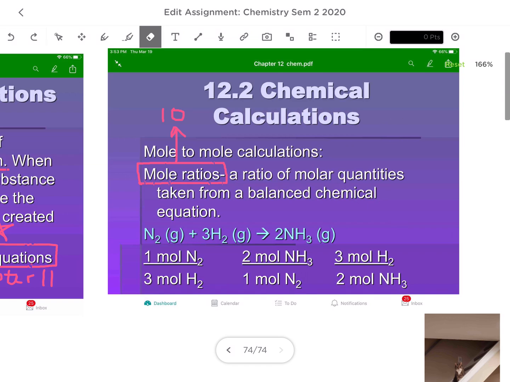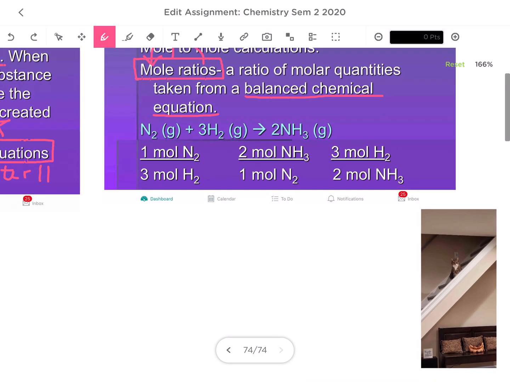A mole ratio is just a ratio of moles from a balanced chemical equation. Now, if you look at this example right here, we have nitrogen and hydrogen react to form NH3.